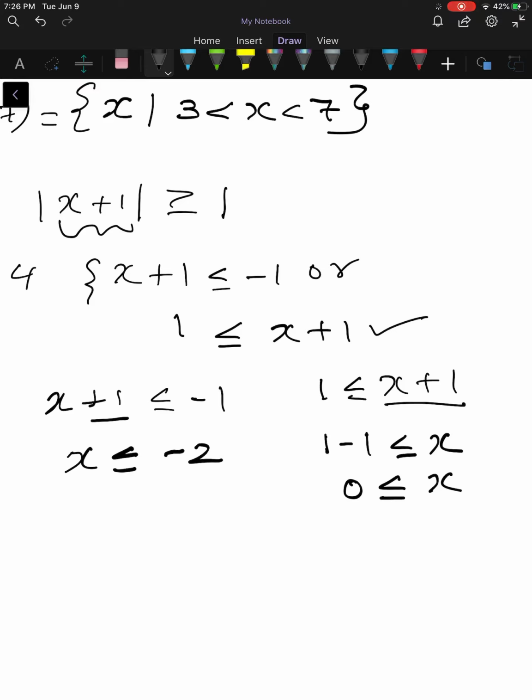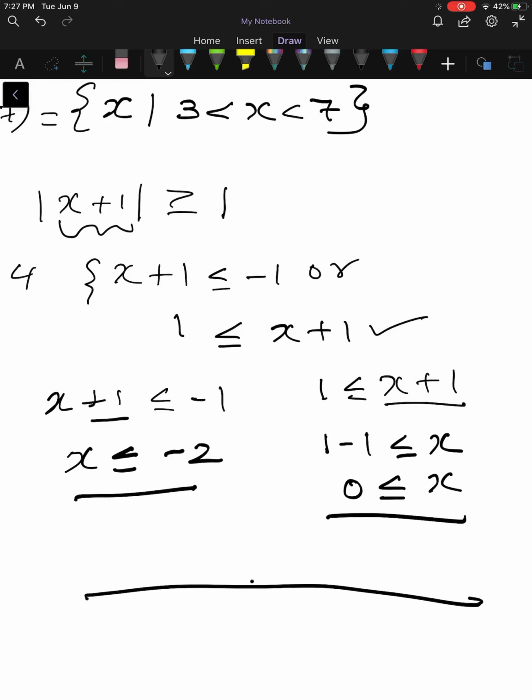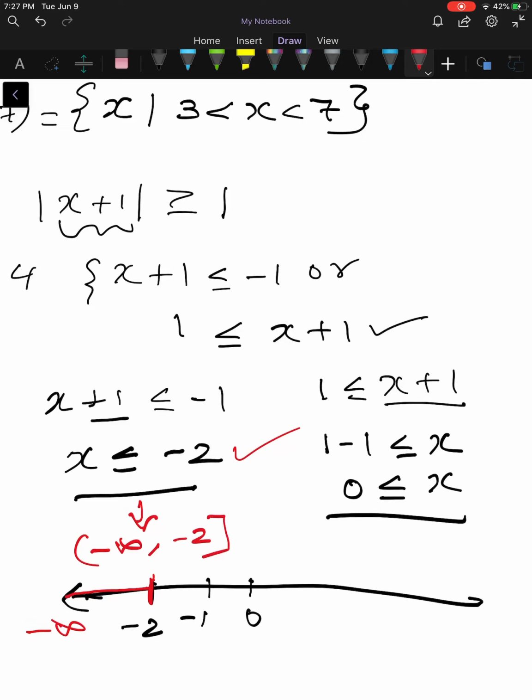So if we plot each of the solved inequalities on a real line, we have 0 here, negative 1, negative 2. Once you get x less than or equal to negative 2, that means it starts from negative 2 and goes on up to negative infinity. So x can take all the values between negative infinity and closed negative 2. So the interval that represents this inequality would be open interval negative infinity comma closed negative 2.